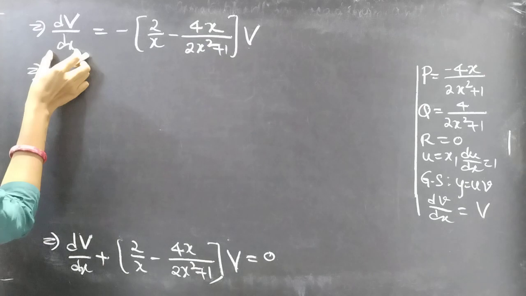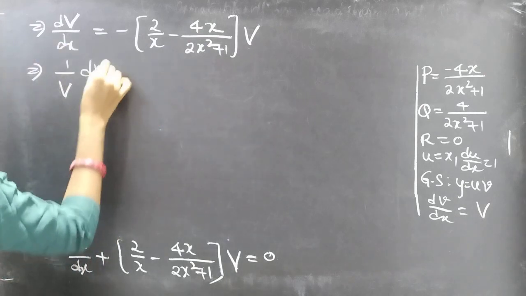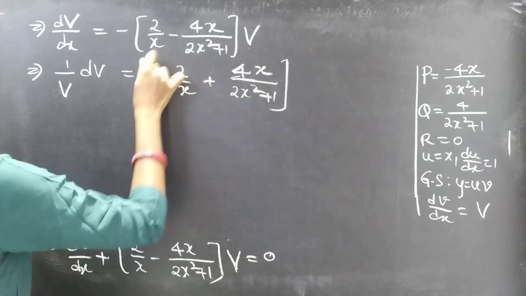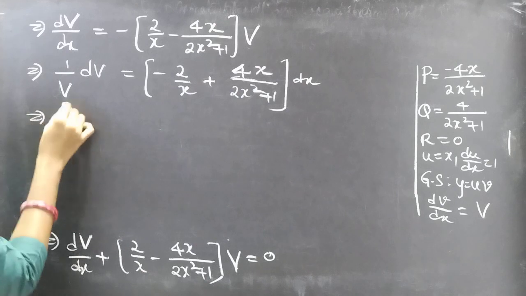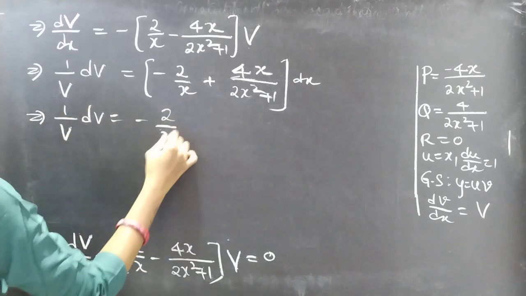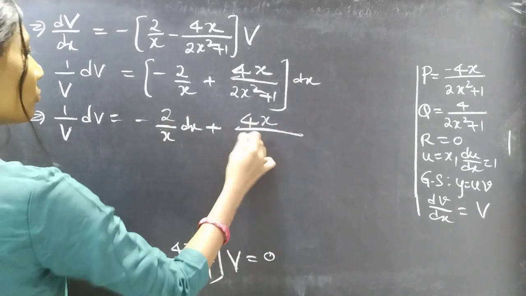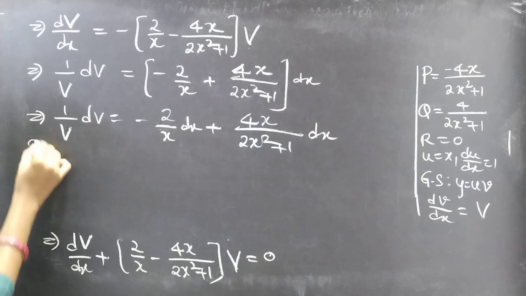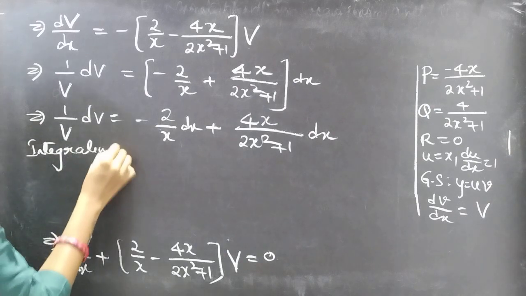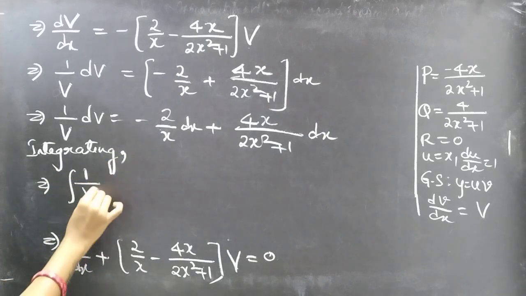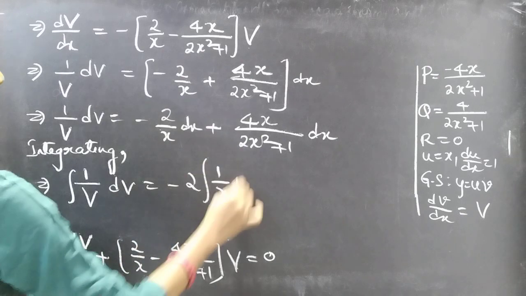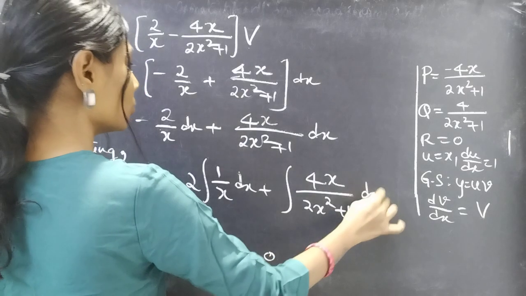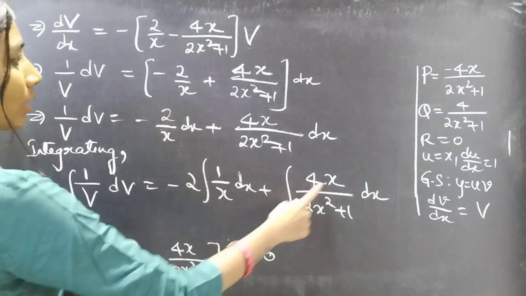Now bring this V to LHS and take this differential dx to RHS. We'll get 1 by V dV equal to minus (2 by x minus 4x by 2x square plus 1) dx. Then 1 by V dV equal to minus 2 by x dx plus 4x by 2x square plus 1 into dx. Now we can perform integration since the variables are separable. Integral 1 by V dV equal to minus 2 into integral 1 by x dx plus integral 4x by 2x square plus 1 into dx. So we have not taken the constant outside the integral here.